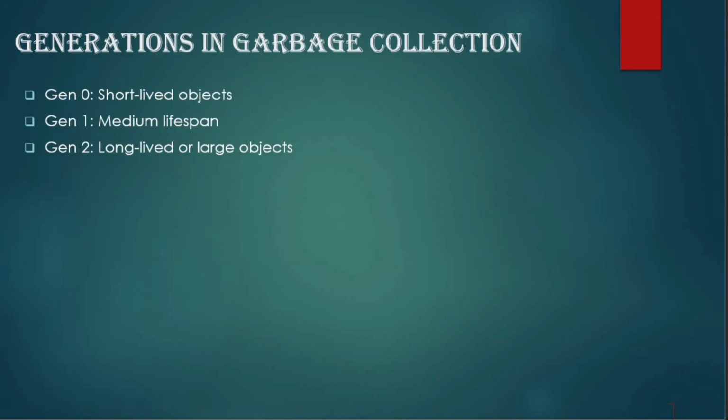Next, in garbage collection we have generations. So we have three generations in garbage collection: Gen 0, Generation 1 and Generation 2. Generation 0 is used to free short-lived objects, like temporary variables inside a method. Then Generation 1 is used for medium lifespan, a buffer between short and long lifespan. Then Generation 2 is for long-lived or large objects. For long-lived objects like static data, app-wide caches or a large list, Generation 2 is used.